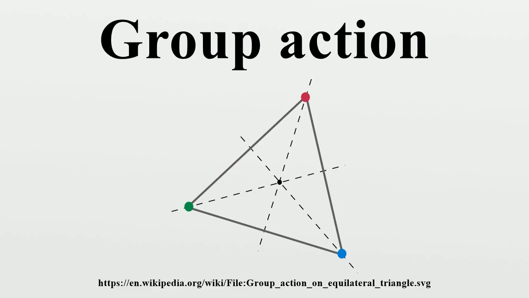Types of actions. The action of G on X is called transitive if X is non-empty and if for each pair x, y in X there exists a g in G such that g·x equals y. It is faithful if for every two distinct g, h in G there exists an x in X such that g·x is not equal to h·x, or equivalently, if for each g not equal to e in G there exists an x in X such that g·x is not equal to x. In other words, in a faithful group action, different elements of G induce different permutations of X.